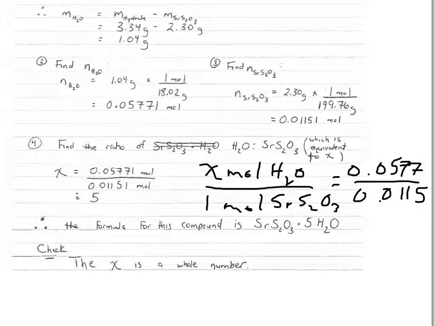So when doing calculations involving hydrates, we need to remember that it's really about finding the ratio between the anhydrous compound and the number of water molecules. That's what this problem focused on. Not every problem is like this, but it will still involve that relationship between the anhydrous compound and the number of water molecules.